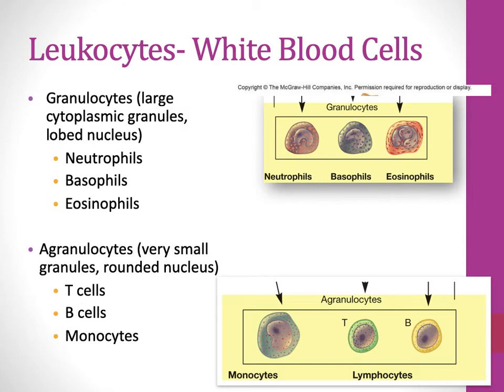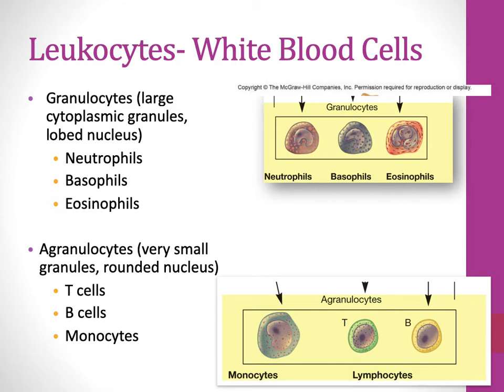Neutrophils. Neutrophils have a neutral pH in their granules, hence the name. Basophils. Basophils have a basic pH. And you can see with basophils, they have these dark purple granules. And then we have eosinophils. Eosinophils have an acidic pH. It's not in their name, but it's the other one. And so their granules stain red because of those acidic components in their granules.